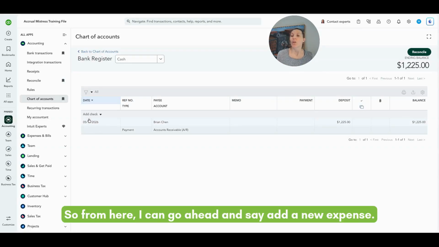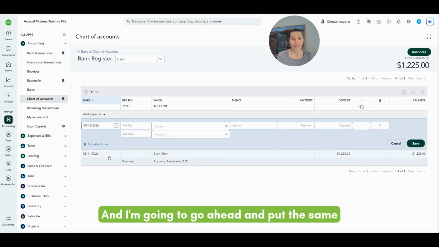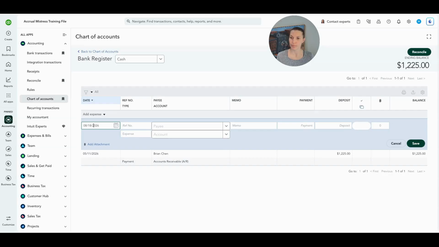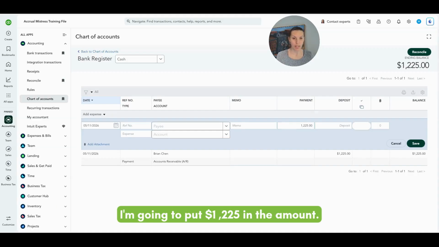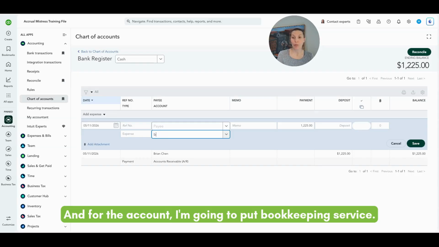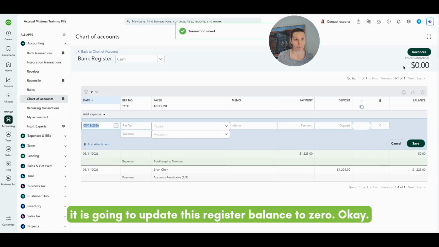All right. So from here, I can go ahead and say add a new expense. And I'm going to go ahead and put the same date as the deposit. And I'm going to go ahead and leave the payee blank for this. I'm going to put $1,225 in the amount. And for the account, I'm going to put bookkeeping services income, okay? When I hit save on this transaction, it is going to update this register balance to 0, okay?